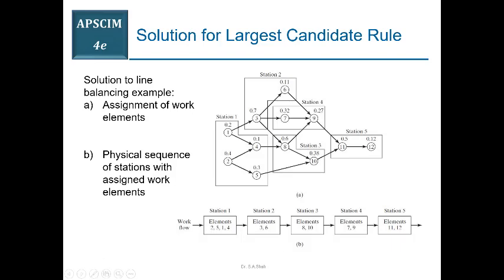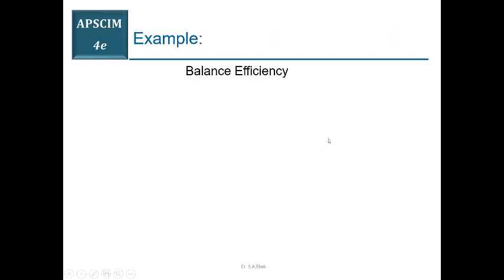So similarly, this physical representation of the figure gives you both the sequences, that is sequences of the machines and then sequences of the operations on each machine, or you can say on each workstation. So this is how you will balance the scenario or the system using the largest candidate rule.